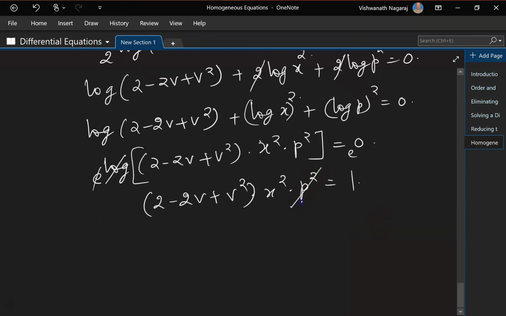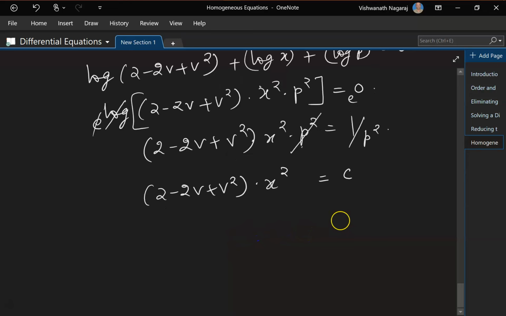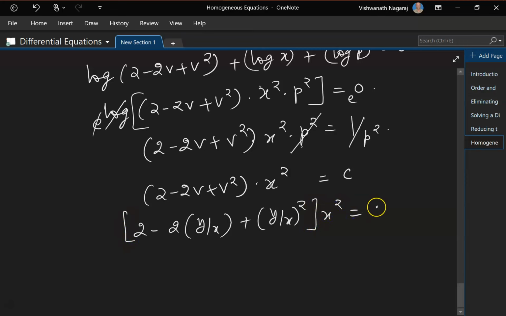Now this is a constant, so let's take it to the other side. 1 is a constant, p square is a constant, so let's rename this as c. So 2 minus 2v plus v square times x square equal to c. Now let's replace v with our original value of v. So 2 minus 2 times y by x plus y by x square, this whole thing multiplied by x square equal to c.